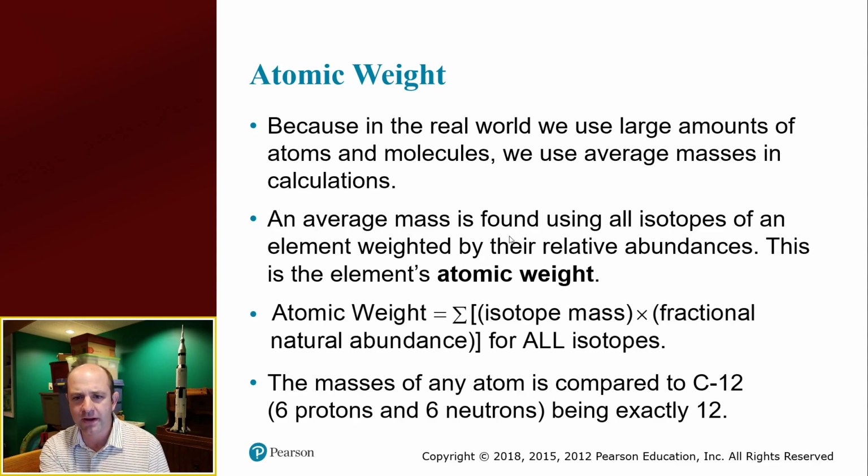And so we want to talk about atomic weight, which is, we say, well, what about the average weight of all the isotopes for how much they are? And so to calculate the atomic weight, the number you see below the element symbol on the periodic table, you take the sum, there's your sigma notation from calculus, that's the sum, so add up all the atomic masses times what their percent abundance is, so fractional natural abundance or percent abundance for all isotopes.